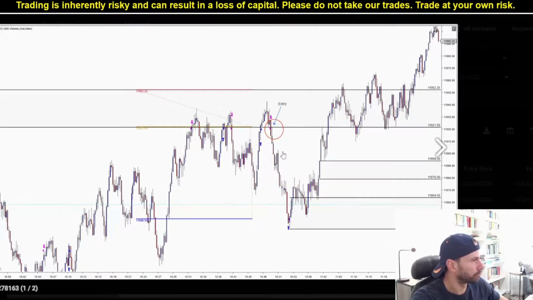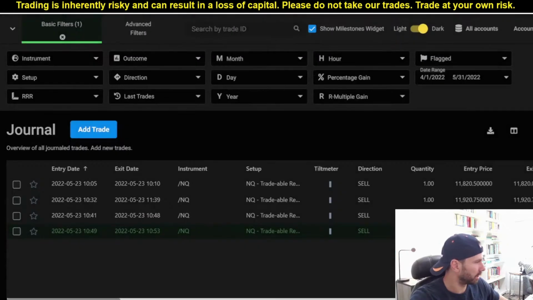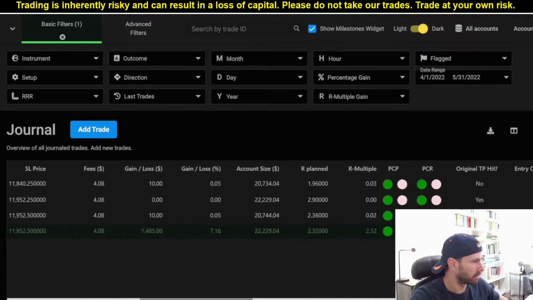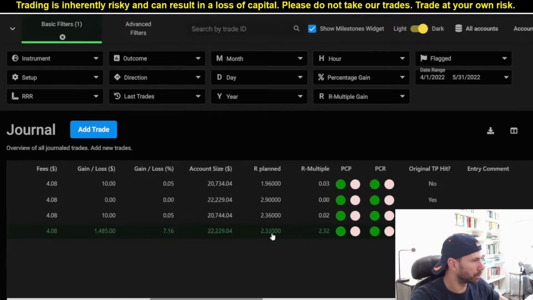I don't have any missed trade today. I usually have 1 or 2. I didn't have any other trade, so everything I had, I took it, and that's why we designated this the trade of the day. And we can check here how much it was. It was a 2.32 to 1. Not bad.